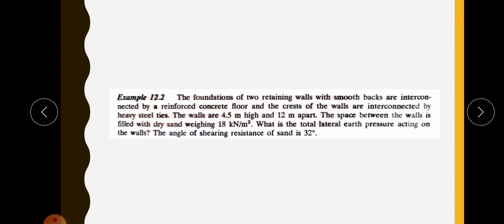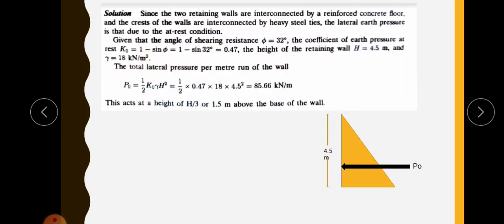Then what is the equation for calculating the total earth pressure? That is half into k naught into gamma into h square. So that is the answer. We can check. This is a retaining wall of 4.5 meter height, and this earth pressure will be acting at the centroid. You know that the centroid of this triangular portion is at a height of h by 3 from the bottom. That's clear. So this total earth pressure is acting at a height h by 3 from the bottom. This height is h by 3, that you know.